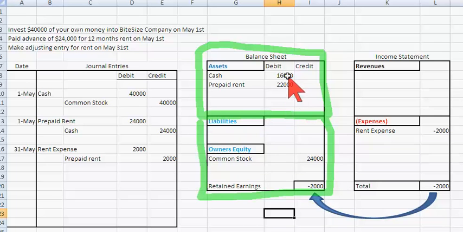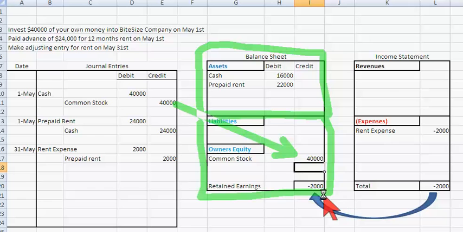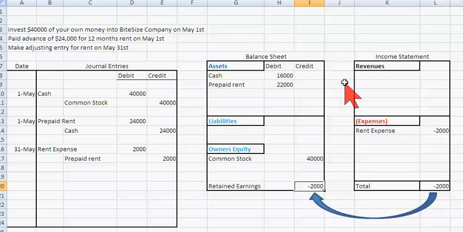So do they? Let's see. Assets is $16,000 cash plus $22,000 for the 11 months rent remaining that we can use. Gives us $38,000 of things that the company can use in the future. Let's look at down here. Liabilities, we have none. Owner's equity. Oh my, this should be $40,000. I don't know why it's $24,000. It should be $40,000 right here. Okay, so we have $40,000 minus $2,000, which gives us $38,000. So yes, assets does equal liabilities and owner's equity. So we did this correctly. Cool.